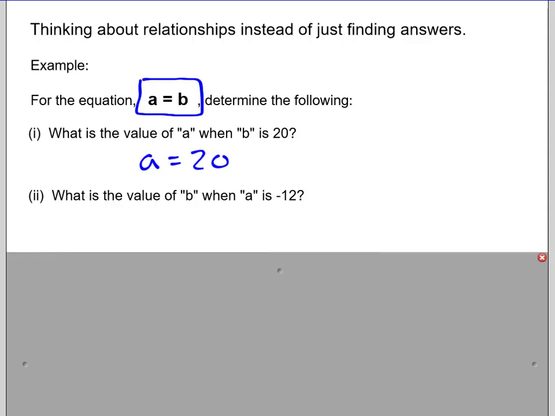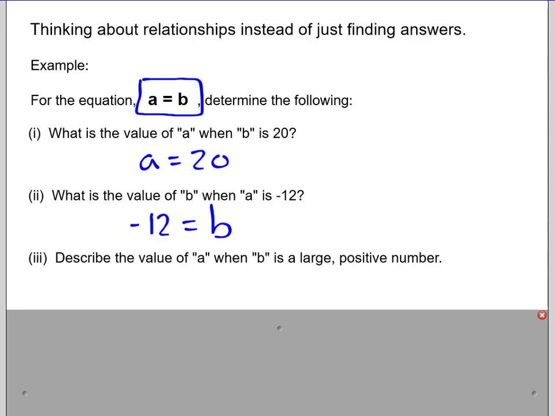What is the value of B when A is negative 12? Well, if A is negative 12, then for this to be true, B has to be negative 12 as well. Most people are pretty comfortable with that. That makes a lot of logical sense. Now here's where it starts to get a little bit trickier. Describe the value of A when B is a large positive number. Well, I didn't give you an actual value, I just gave you a description. So what happens to A when B becomes a large positive number? Well, A becomes a large positive number as well. Okay, and I'm just cheating with some shortcuts.